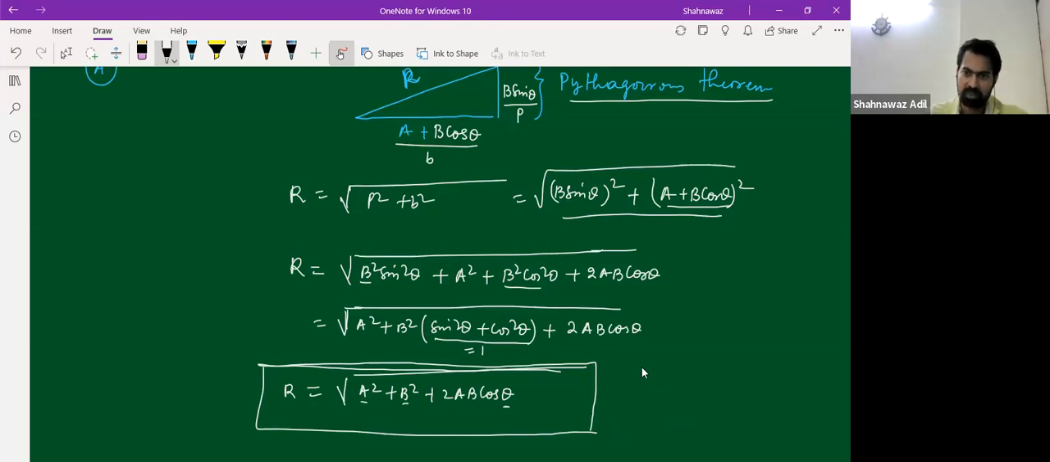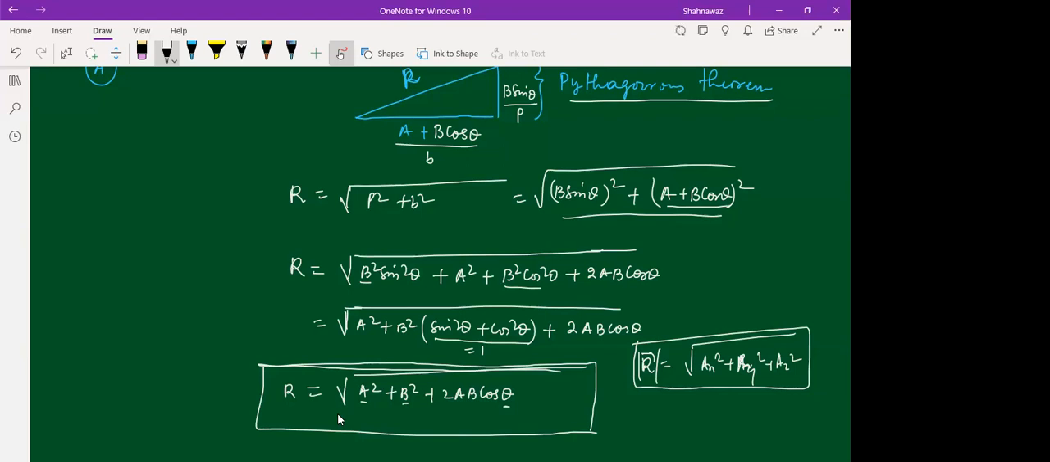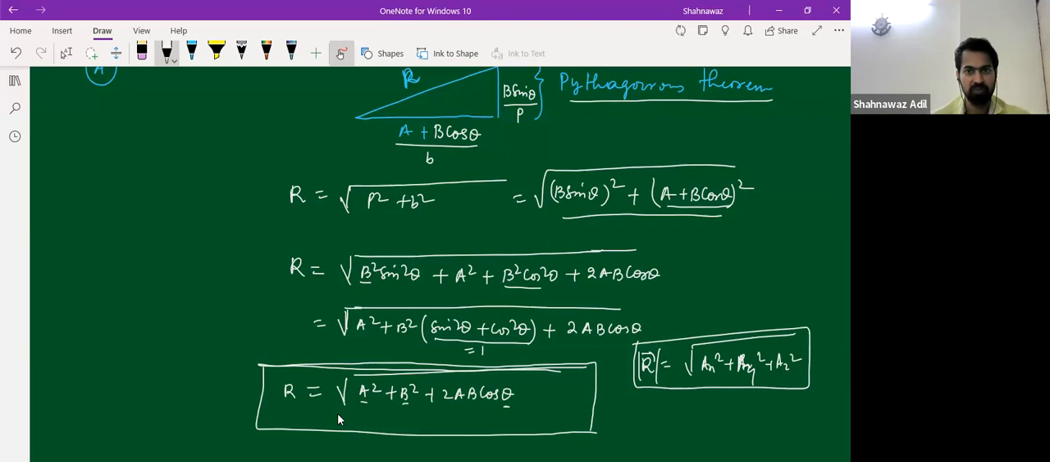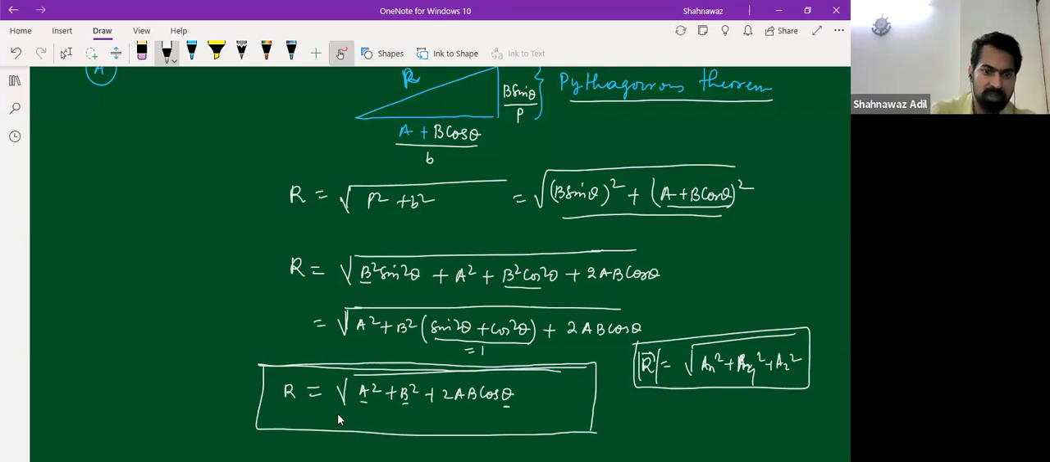Just remember, in the case of the universal unit vector form, the R was like this: the square root of x squared plus y squared plus z squared. But for this case, we have this result. Right, guys? Okay, done. So now let us understand about this direction.